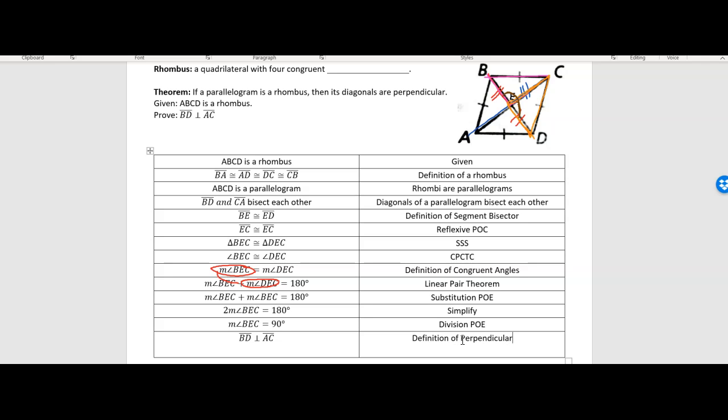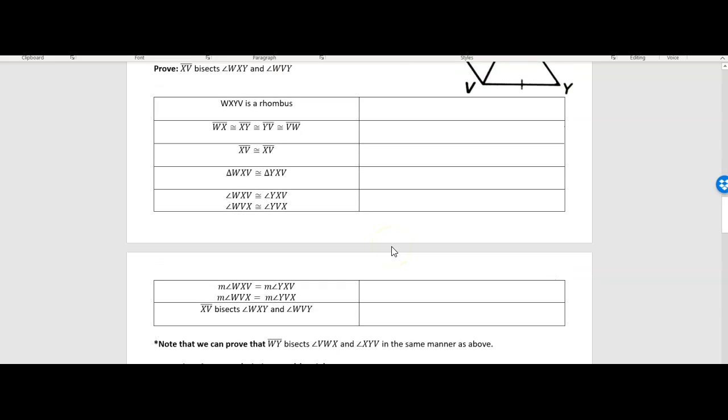And BD and AC, those are the diagonals of the rhombus, so we've now proved that those diagonals are perpendicular. So we've proved the theorem we wanted. If a parallelogram is a rhombus, then the diagonals are perpendicular. All right, let's move on to our final theorem of the video. A little bit shorter than the last one.